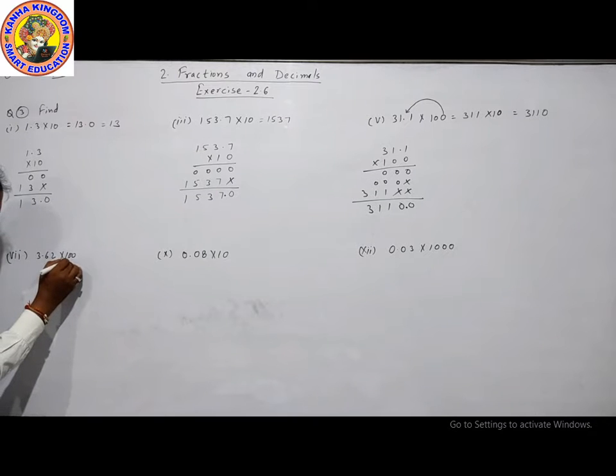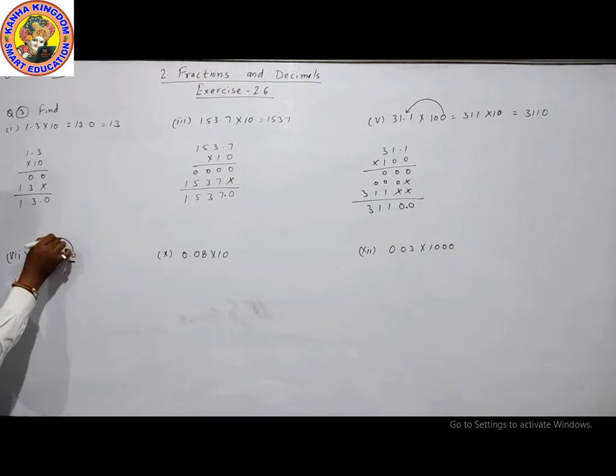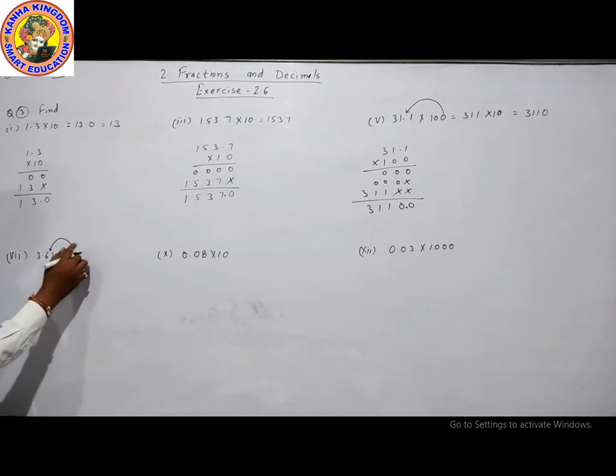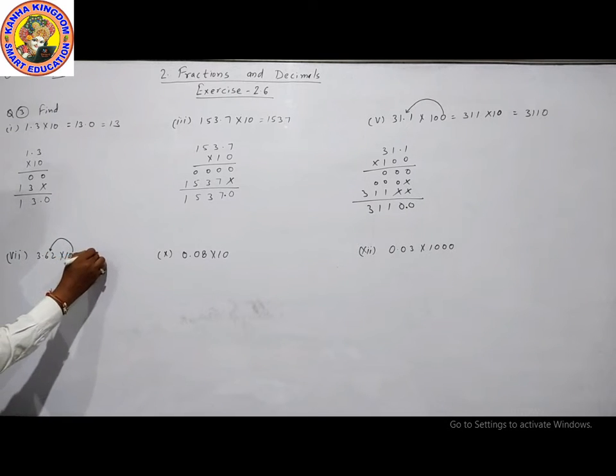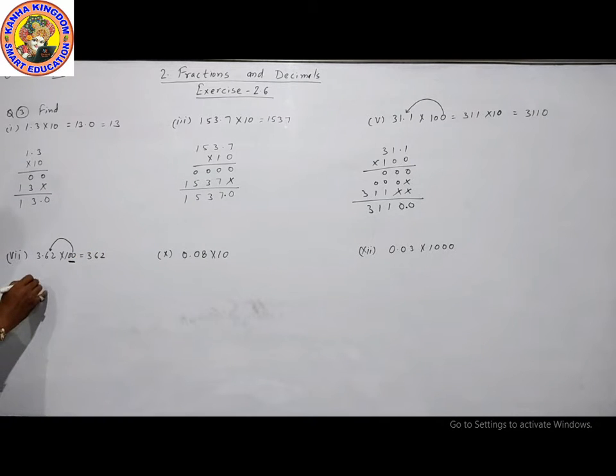Next is, there are 2 decimal points. So 100 will remove these 2 decimal points. So the answer is 362. Now we will cross check this answer.